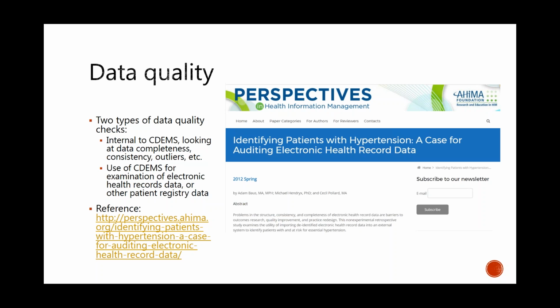So that's internal to the CDEMS data. We can do that together. And we can also use CDEMS to examine data that's not necessarily in CDEMS.